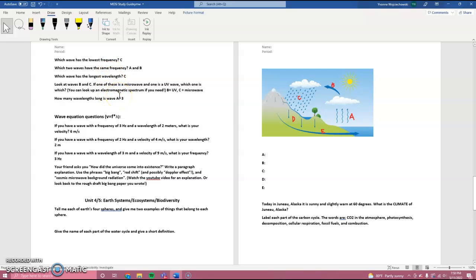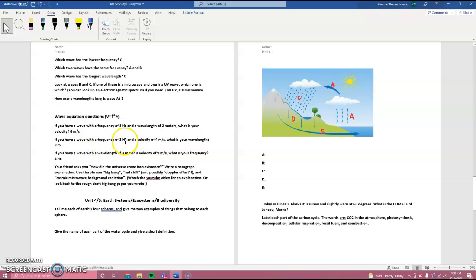Wave equation questions. This is another plug and chug very similar to the F equals ma equation. So we have our V equals frequency times lambda. That's what this letter is, lambda. It represents wavelength. So we have a wave with a frequency of 3 hertz and a wavelength of 2 meters. What is our velocity? We are solving for V, so we are just doing F times lambda, so that is 3 times 2 is 6.